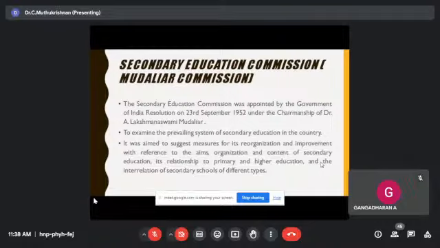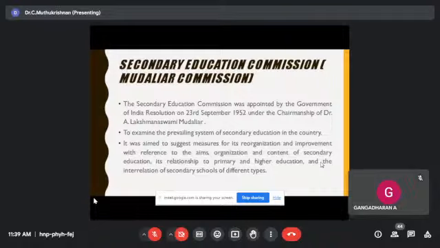That it has been appointed by the Government of India in the resolution on 23rd September 1952 under the chairmanship of Dr. A. Lakshmana Swami Mudaliar. It was aimed to suggest measures for its reorganization and improvement with reference to the aims, organization and content of secondary education, its relationship to the primary and higher education, and the interrelations of secondary education of different types.